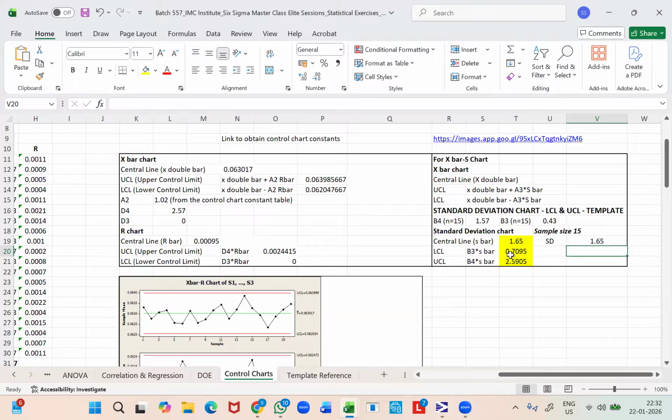So these will be the control limits for this scenario in the standard deviation chart. The template is given next to the X bar R calculations, just beside that first exercise. Just next to the X bar R calculations, we have the template for the standard deviation chart, so you can pick the LCL and UCL values from this template.